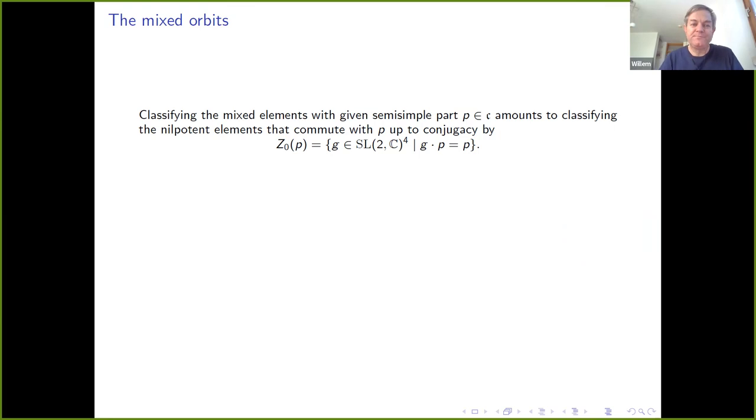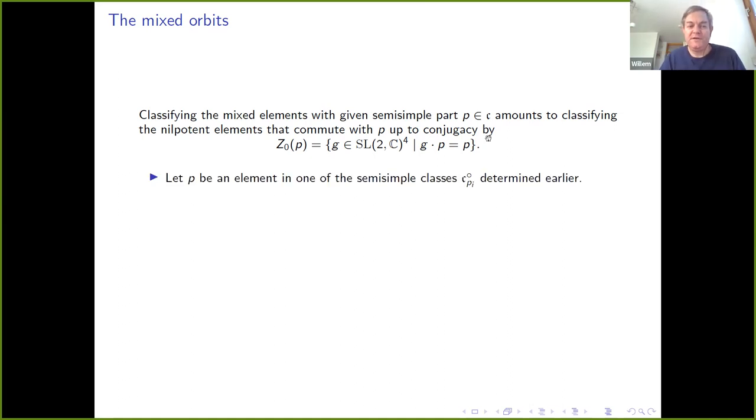Now I will not say much about this, but it's obvious. If I've already classified the semisimple elements, then I can try to classify the mixed elements that have a given semisimple element as semisimple part. And so classifying the mixed elements with a given semisimple element P is the same as classifying nilpotent elements that commute with P up to conjugacy by the centralizer of P in the group. I mean, if you haven't seen this before, this is probably a bit fast. But anyway, if you think about it, this is obvious. It's not very difficult. It's just translating what the Jordan decomposition says, more or less. And this already gives how to do it.